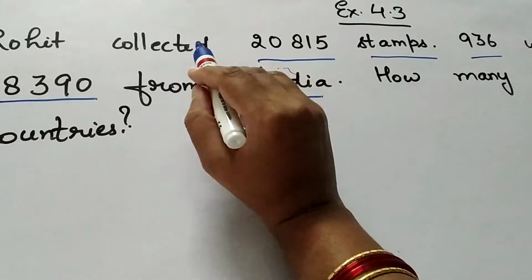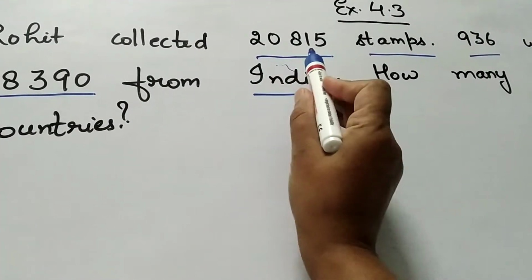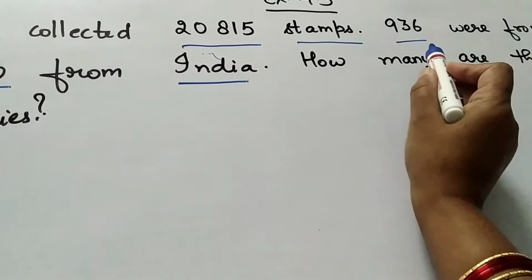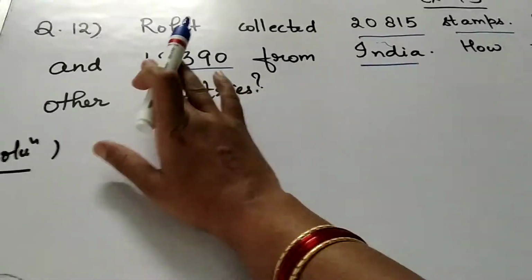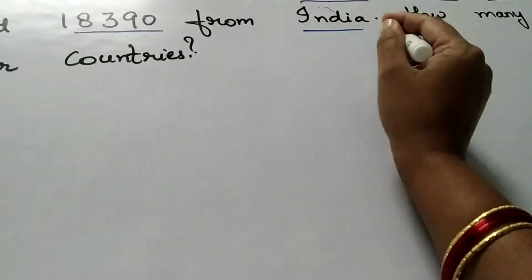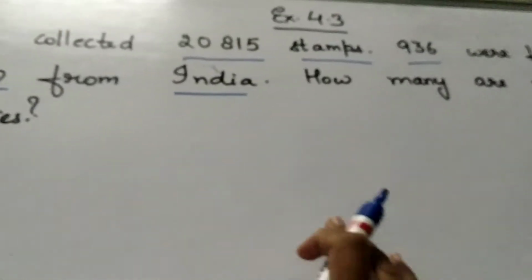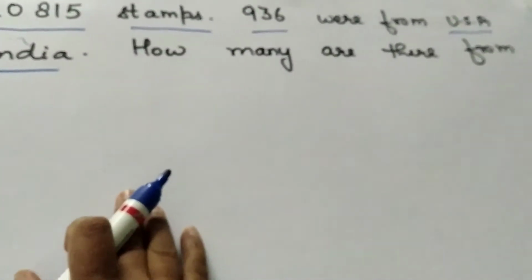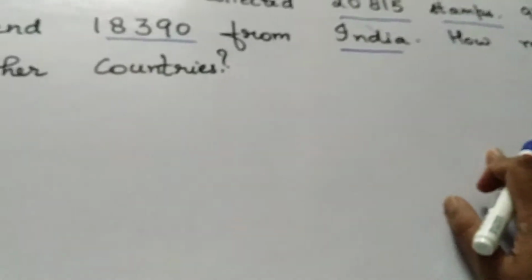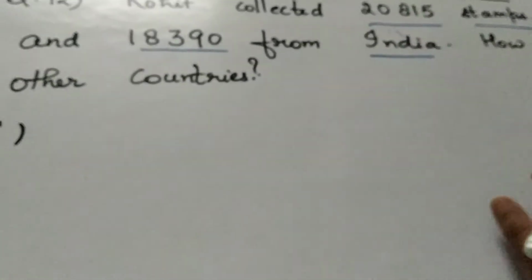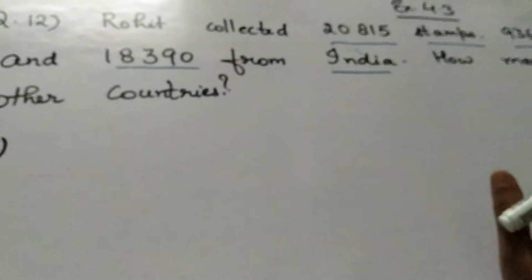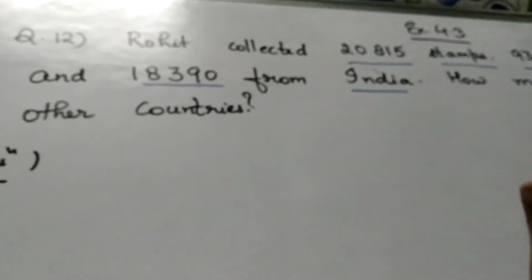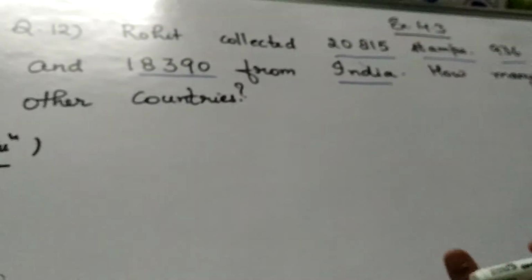Okay, total collection is 20,815, and out of this 936 he took from USA, 18,390 from India. So now they are asking how many are there from other countries. So he has collected it from many countries. That also we can derive from this question. It's not written, but you have to think that he went to many countries.